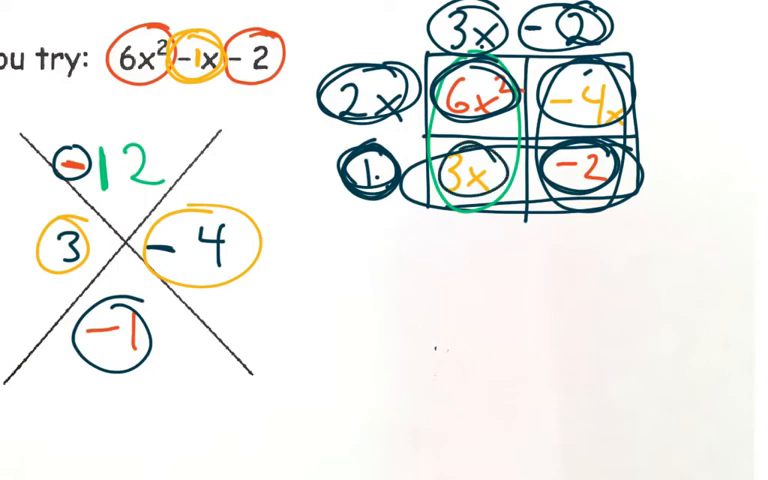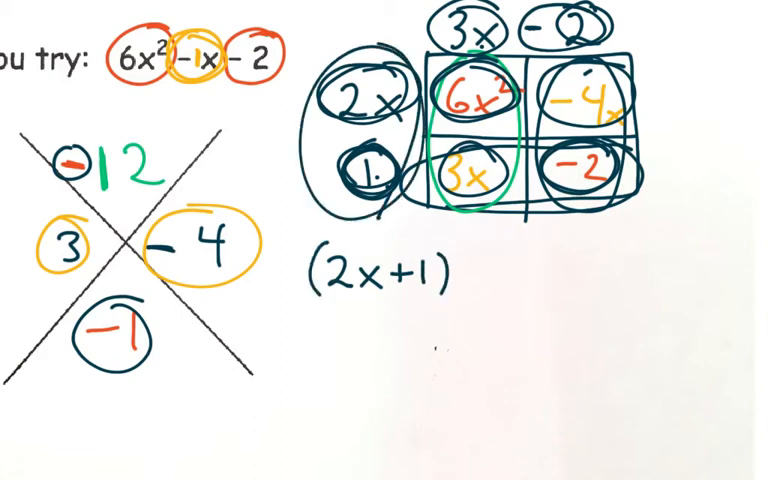So putting it all together, guys, here's my final answer. 2x plus 1, and I got that from here, times 3x minus 2. And so that's using the x method combined with the area model. So guys, I recommend you try this if you do not like to factor my way. Okay? So pause the video if you need to.